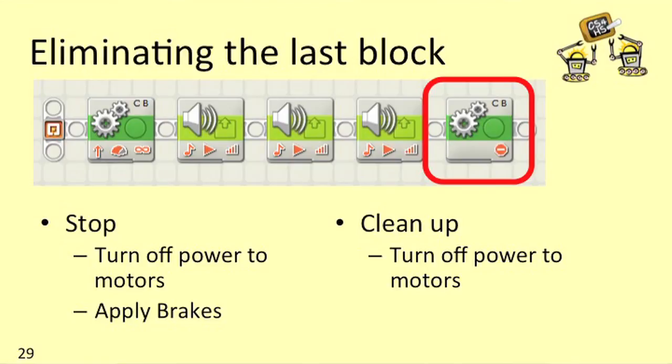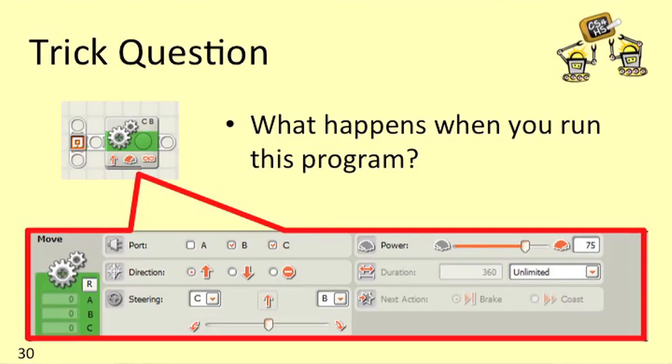So here's a tricky question for you. Suppose I write the program shown below. It's only got one block, a move block, and that move block is set to unlimited. When I run this, what do you think is going to happen? You may want to pause this video for a second to think about it.